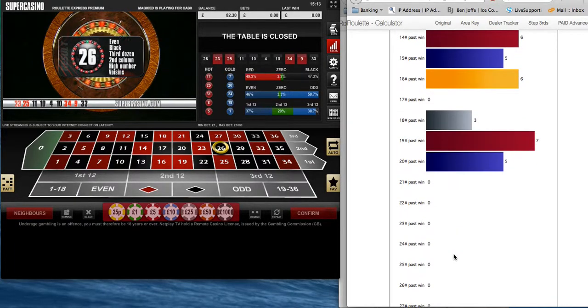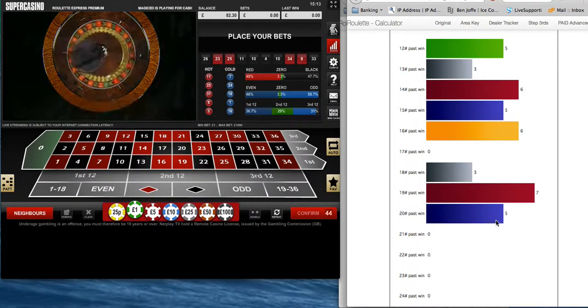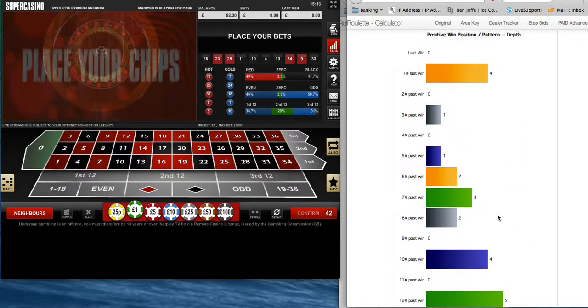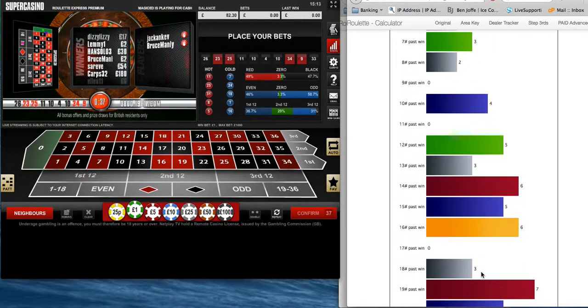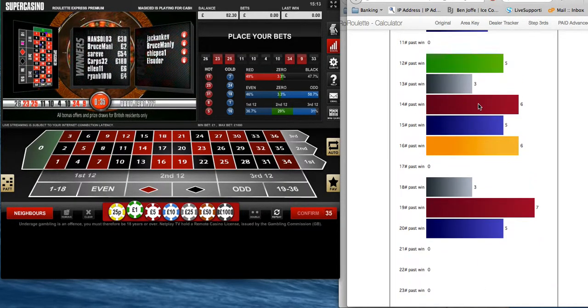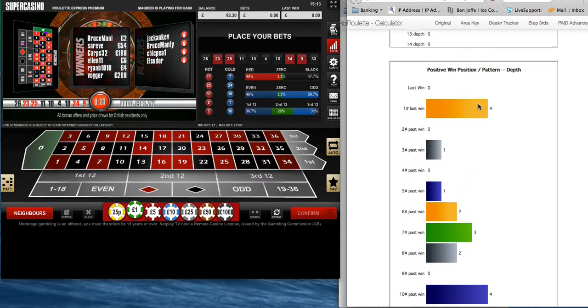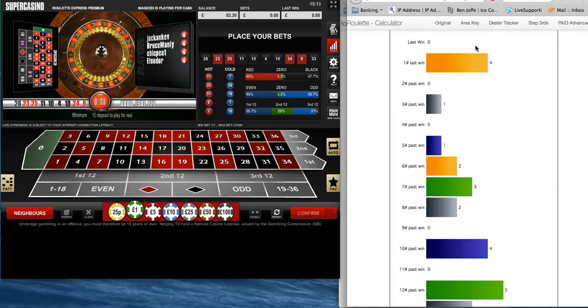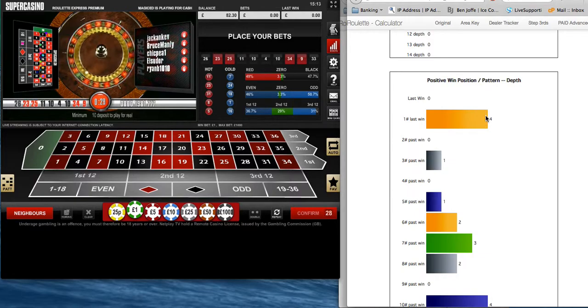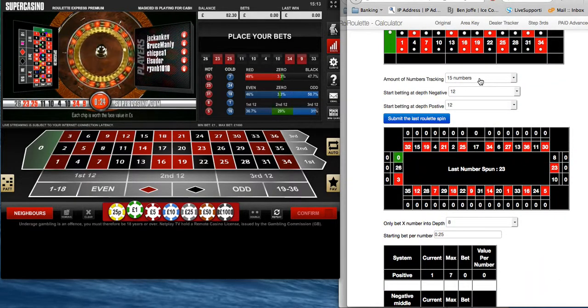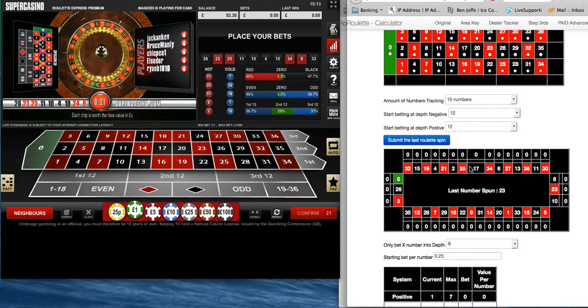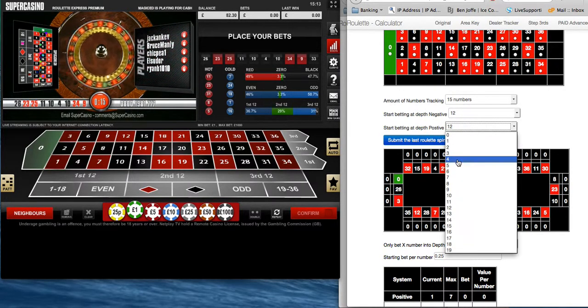So if you have a look down this graph, you get an idea of where you want to be betting. Obviously you can be safer, or you can be going where the majority of wins are. Just from looking through this graph here, I would be inclined to set my starting bet at a depth of 4. Now this is for the positive, so I'll go back up here. I'm tracking 15 numbers. What that means is I'm betting on the number that's come in and 7 either side. So the starting depth for the positive I'm going to set to 4.